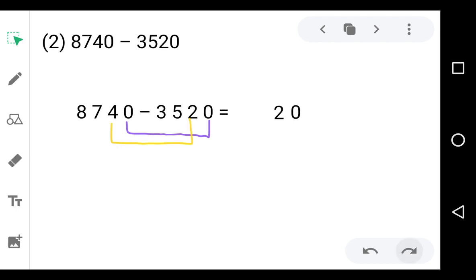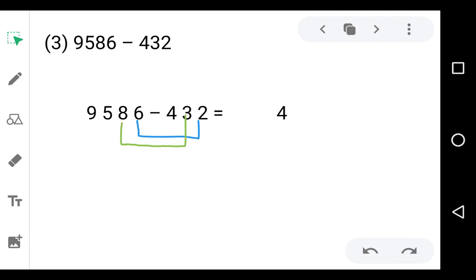So first arrange this number in horizontal order. Now subtract it. See, at the unit place we have to subtract 0 from 0. 0 minus 0, 0. At the tens place we have to subtract 2 from 4. 4 minus 2, 2. At the hundred place 7 minus 5, 2. At the thousand place 8 minus 3, 5. So we get the answer 5,220. Now come to the next question.